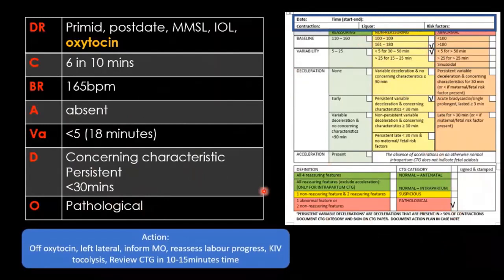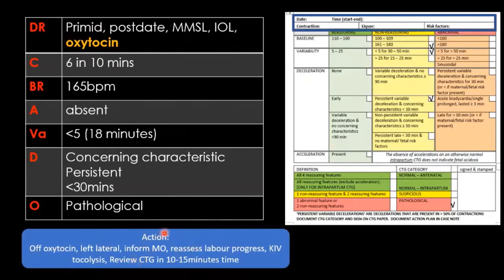Okay, you should turn off the oxytocin. You look at the reversible cause. Yes, she is having 6 in 10. Most likely it is because of the oxytocin, because of hyperstimulation. You turn off the oxytocin. You can put her in left lateral. You want to improve the aortocaval compression. You want to improve the perfusion to the uterus, and you have to inform your MO.